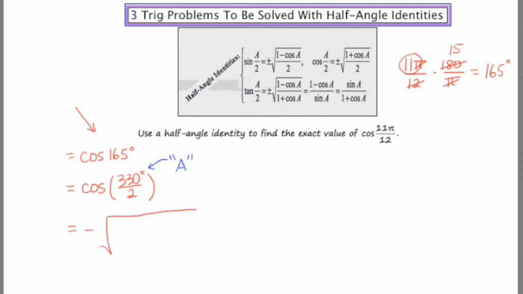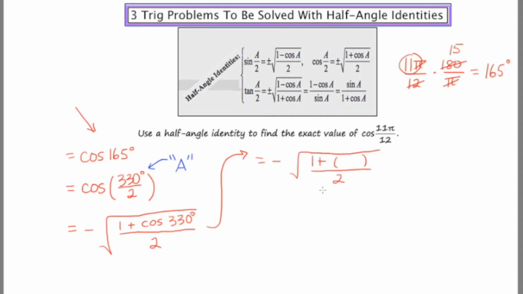Now the little trick that my student had told me was sine is minus. Well, cosine is going to be plus. It's the other one. So I'm going to write down 1 plus cosine A, or 1 plus cosine 330, over 2. Okay, so I'm going to go up here where I have a little bit more room. I'm going to rewrite this with a big blank so I can evaluate the cosine of 330. Well, 330 is in quadrant 4 and has a reference angle of 30. Cosine is positive in quadrant 4, and the cosine of 30 is root 3 over 2. So that's what's going to go in the blank, root 3 over 2.